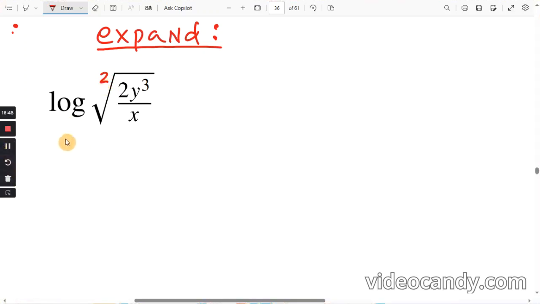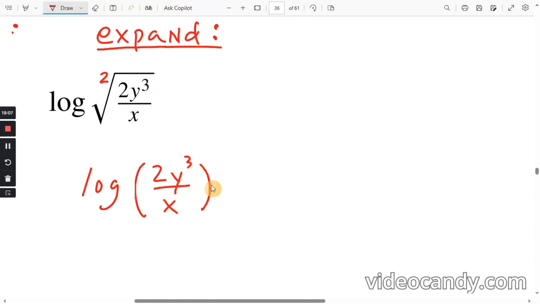All right, we have the log. And the exponent on this whole thing is 1/2. Remember, when it's a square root, the exponent is just 1/2. So that's 2y to the third divided by x. And the exponent on that is actually 1/2 because it's a square root. All right, so it's a square root of this right here.